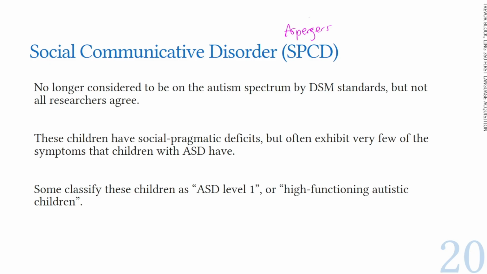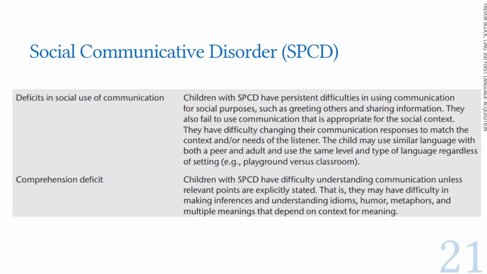These are just kids who really have difficulty with the social side of things and the pragmatic sides of things. So non-literal meaning, communication, conversational abilities, eye contact, but all of the other language related things and behavioral things are typically developed. So it just seems more like someone with autism that does not have certain traits. Okay. So SPCD specifically focuses on communication, some comprehension deficit. So understanding communication unless the relevant points are explicitly stated. In other words, they cannot read in between the lines.